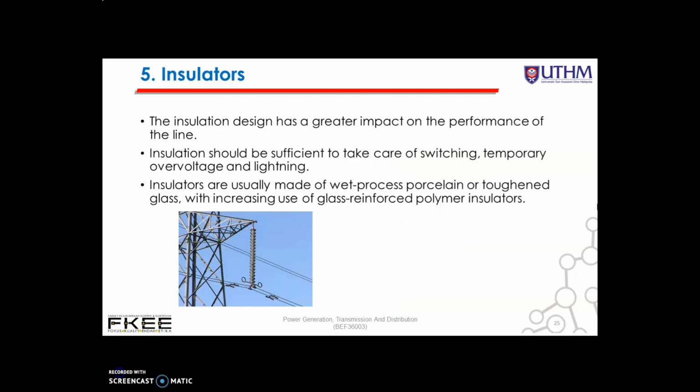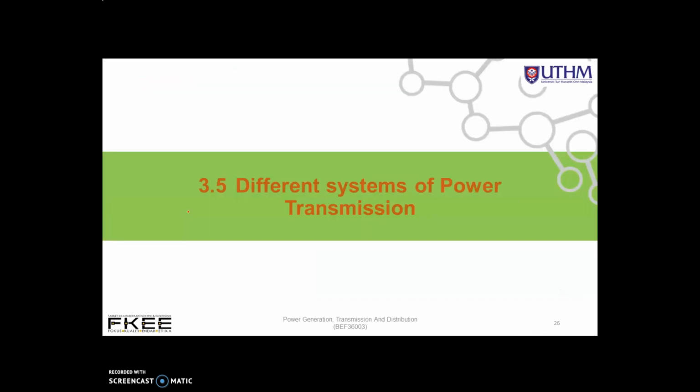Next is the insulators. So the insulators are basically protection equipment that have been used for the transmission system. This is the figure of the insulators. The insulation design has a greater impact on the performance of the line. Insulation should be sufficient to take care of switching, temporary overvoltage, and also lightning. Insulators are usually made of wet processed porcelain or toughened glass, with increasing use of glass reinforced polymer insulators. So next, we go to section 3.5, different systems of power transmission.